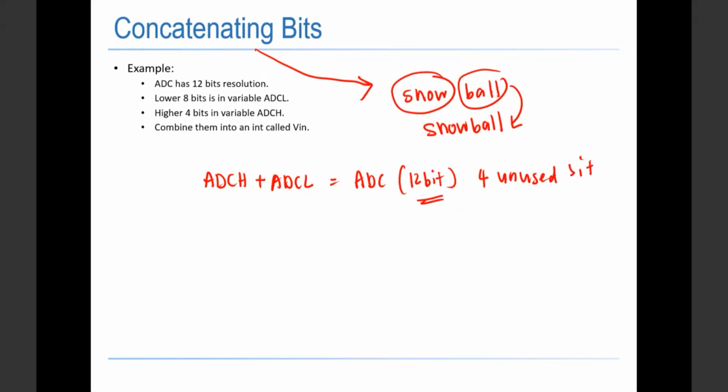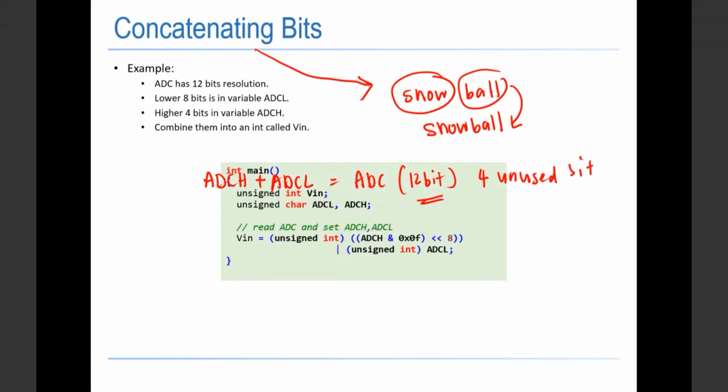So this is an example of how to do the concatenating by using C programming. First, you rename the ADC as Vin, and you make a variable Vin and declare it as an int, which supports up to 16-bit. Then char, which is 8-bit, from ADCL, and another one here you declare ADCH, another char, which is 8-bit.